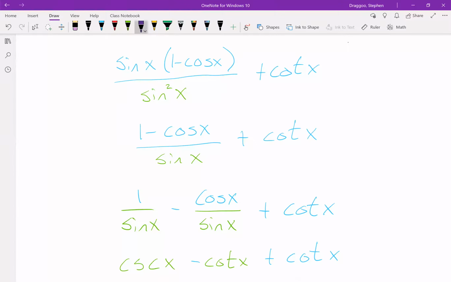And then also I have some simplification I can take in this step. I have sine of x over sine squared of x. So I'll get rid of one of each, leaving me with just sine x in the denominator, and the sine x in the numerator was reduced.